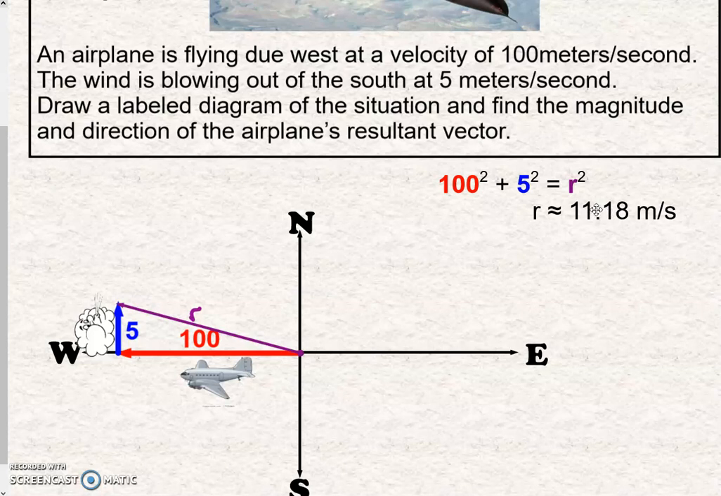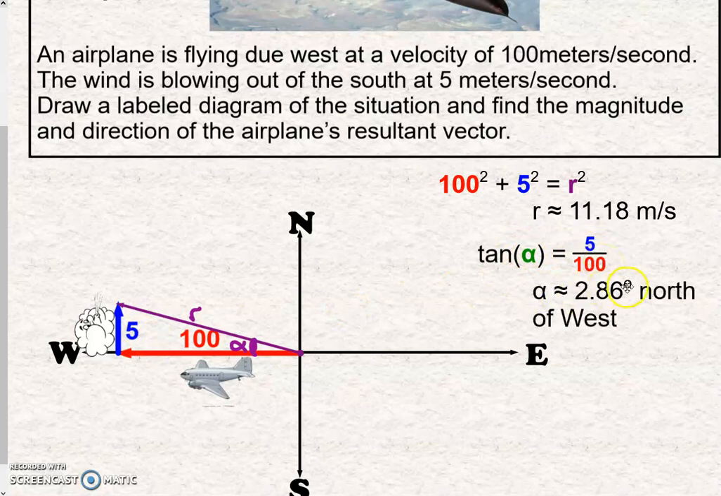Now, that's the magnitude. We can find the angle, and this angle right here I'll call alpha, the Greek letter alpha. We like to use Greek letters for angles. We could find it by using what? Well, this is a right triangle, so I'm going to use tangent. The tangent of alpha is 5/100, which means alpha is about 2.86 degrees. And I said north of west because notice we're in quadrant 2. If we face due west, we had to push it up 2.86 degrees.